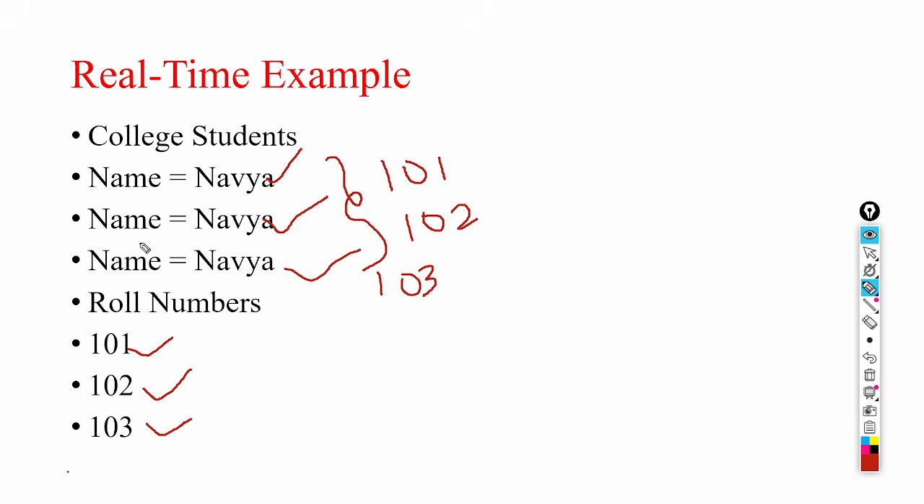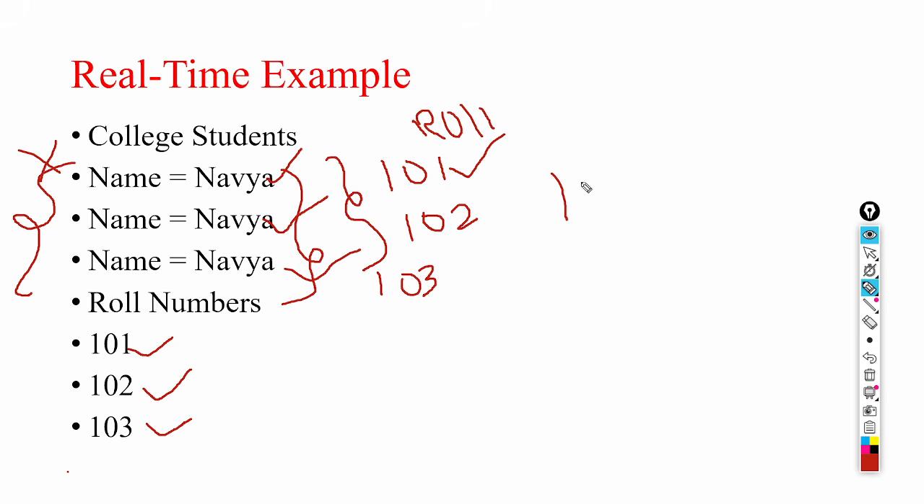Even though the names are the same, the roll numbers are different. Each and every student has a unique roll number. Here there are two columns, name and roll number. The name has duplicate values, so we cannot identify it as a key. The roll number has unique values. Therefore, the roll number acts as a key for this example.